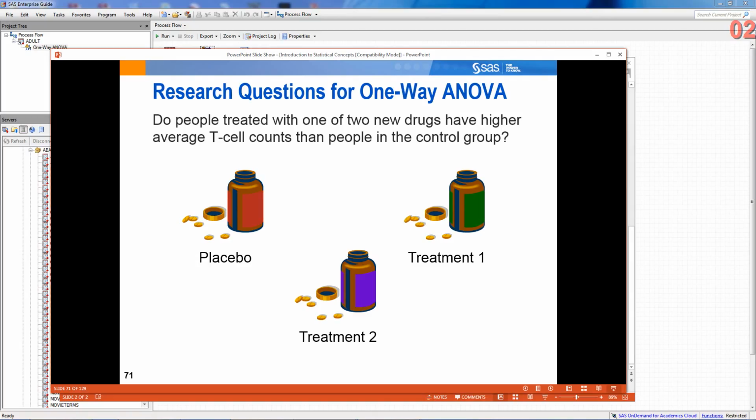A lot of times clinical trials involve testing different drugs, and these different drugs usually will be compared to a placebo, which will be like a baseline control group, and the others will be called treatment 1, treatment 2. The placebo is simply not a drug, it just looks like a drug, a sugar pill, and we will study the effect of these on patients' health and see if there is any difference in, for example, average T cell counts in patients after taking these medicines.